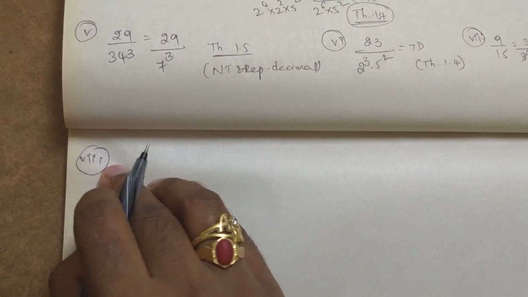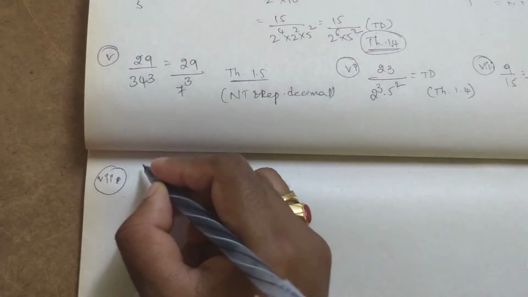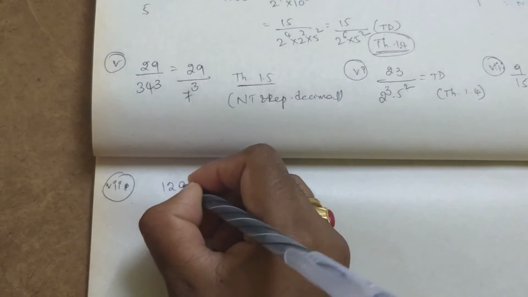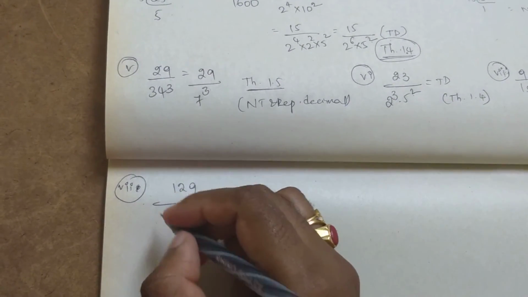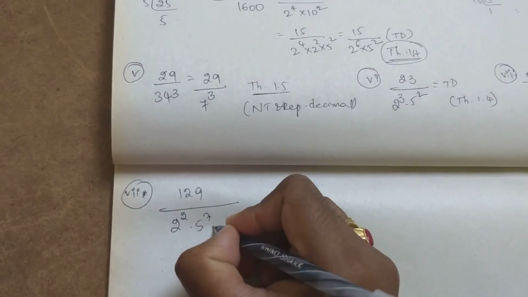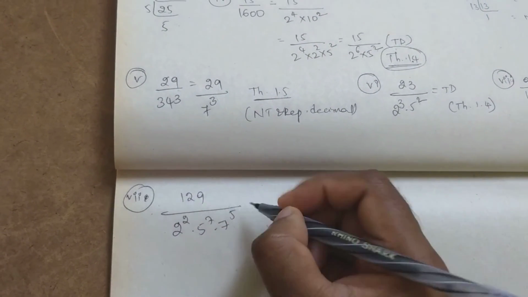Here 9 by 15 is sub question 8. And what is sub question 7 here? Sub question 7, what we got was 129 divided by 2 square into 5 power 7 into 7 power 5.